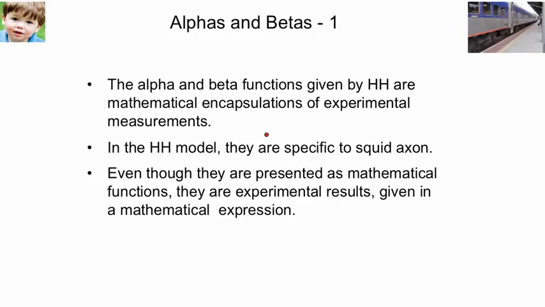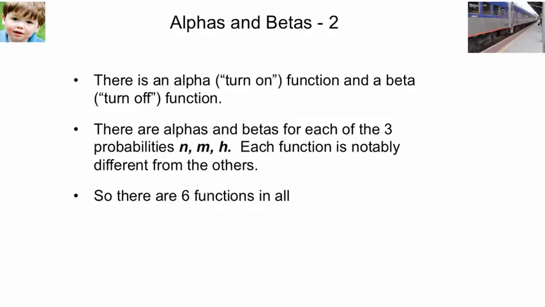It is also true that these values of alpha and beta are ones that are measured for squid axon. That is, they're not the right opening and closing functions for, say, electrically active muscle in the human heart. Those may have comparable functions of alpha and beta, but they won't be the same. Saying once again, the alpha is the turn-on function, and the beta is the turn-off function.